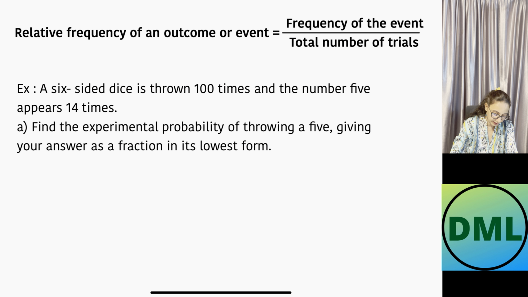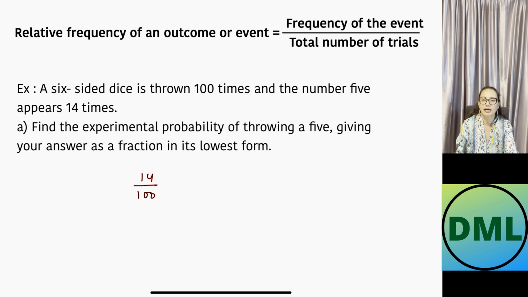Let's see one example here. A 6-sided dice is thrown 100 times and the number 5 appears 14 times. Find the experimental probability of throwing a 5, giving your answer as a fraction in its lowest form. We are finding the experimental probability. We have to get the number 5, which is appearing only 14 times when you throw a dice 100 times. So my experimental probability is: frequency of the event is 14 and the total number of trials you have is 100. So the experimental probability is given as 14 by 100.